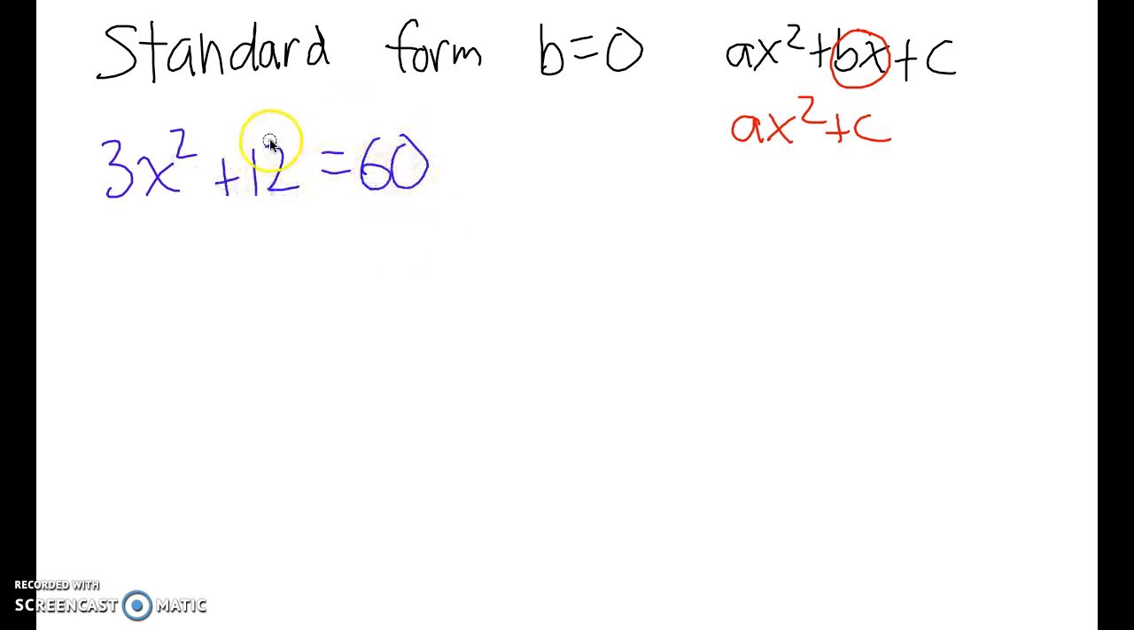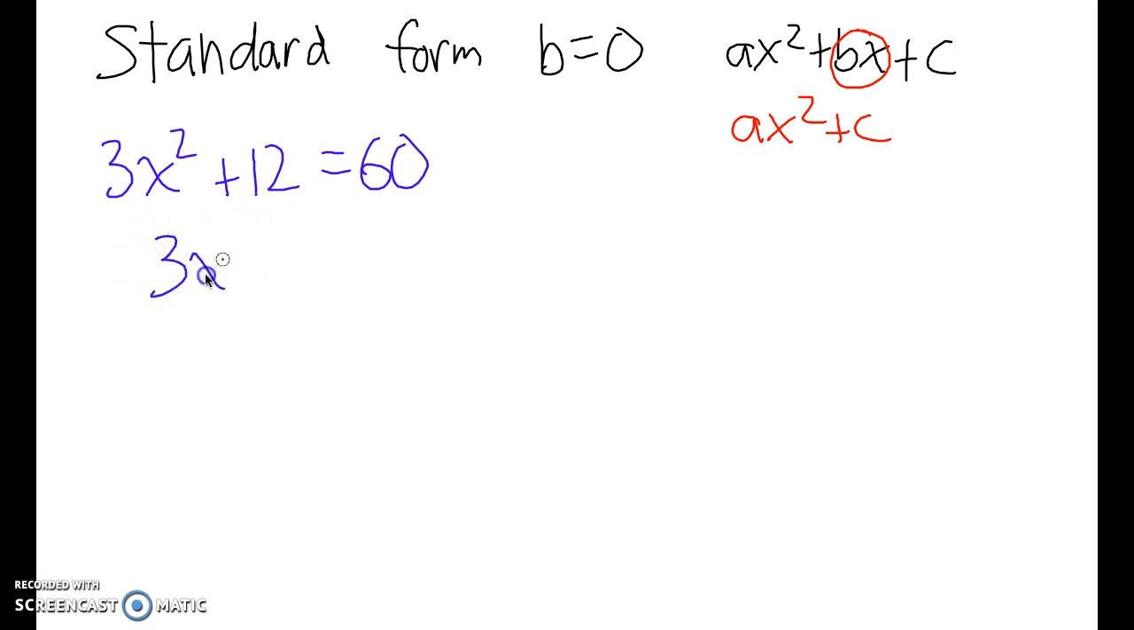Now notice that even here the c term is split into two different things, which is okay. The important thing is that there's no term with an x in it. The term with an x is squared. And we're going to solve all of the problems like this the same way. Our first goal is to isolate x squared. So in order to isolate x squared, I can subtract 12 from both sides.